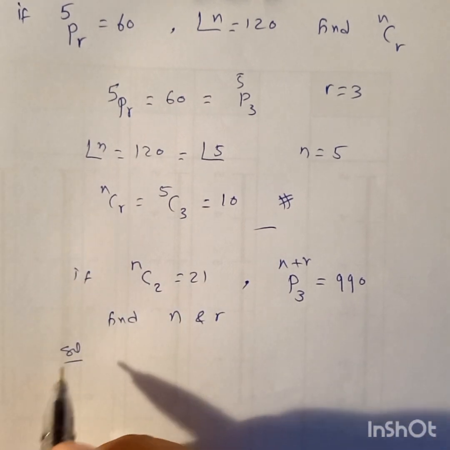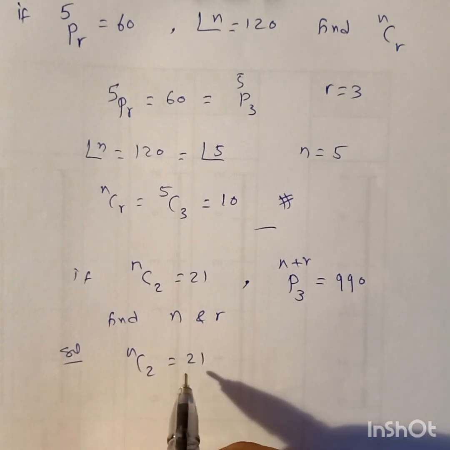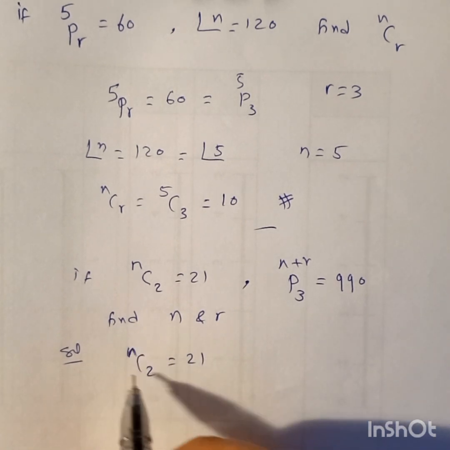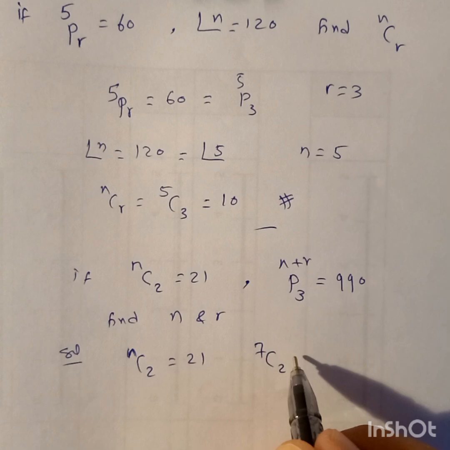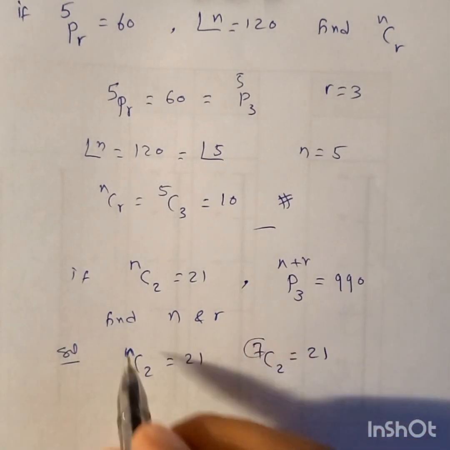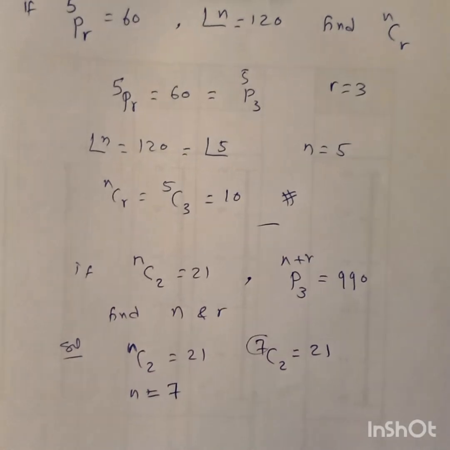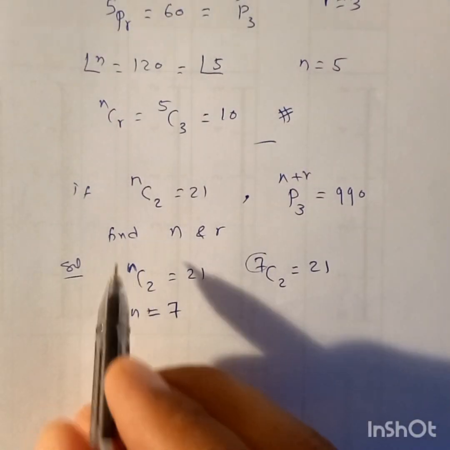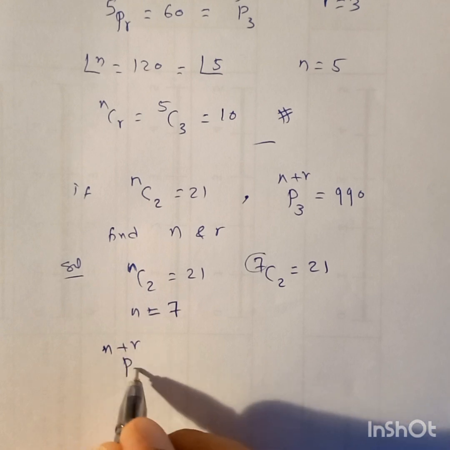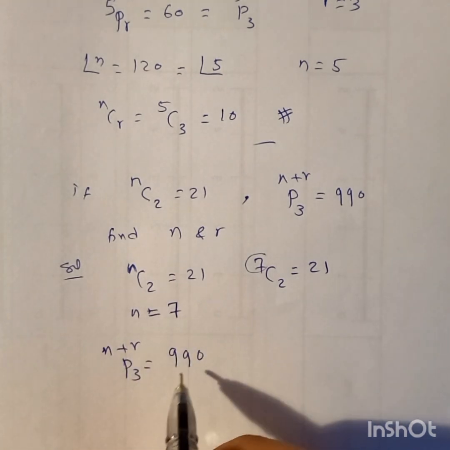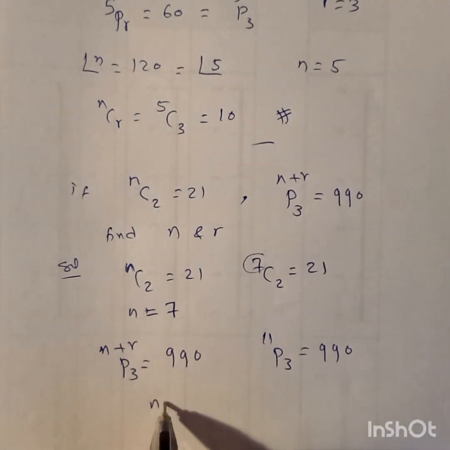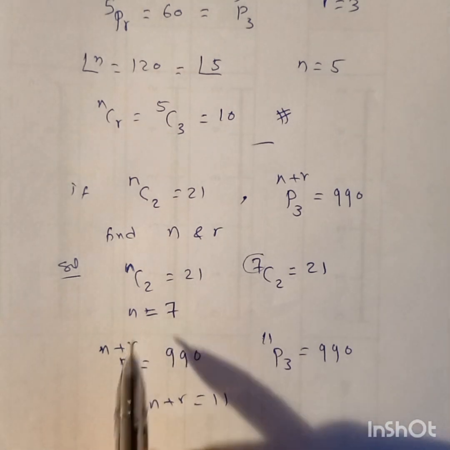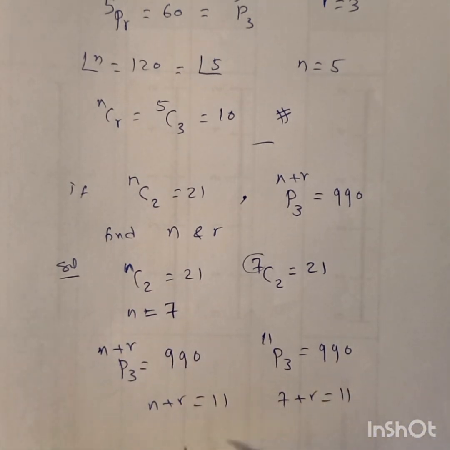To solve this one we have nC2 equals 21. By using a calculator we can find 7C2 equals 21. Then we have n equals 7, this is the first one. Also we have (n plus r)P3 equals 990. By using a calculator we can find that 11P3 equals 990. Then we have n plus r equals 11. We have n equals 7 and n plus r equals 11, then r equals 4 and this is required to find.